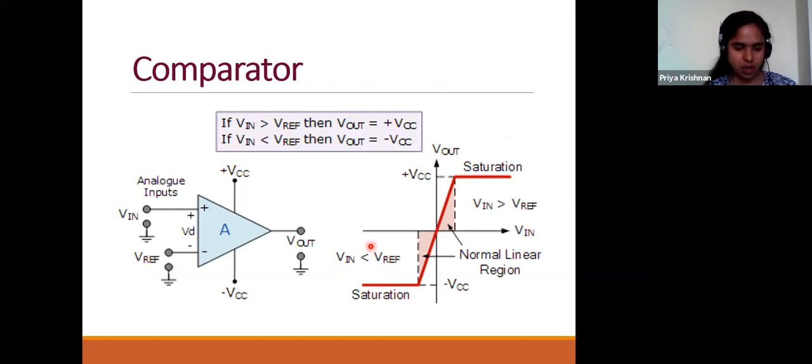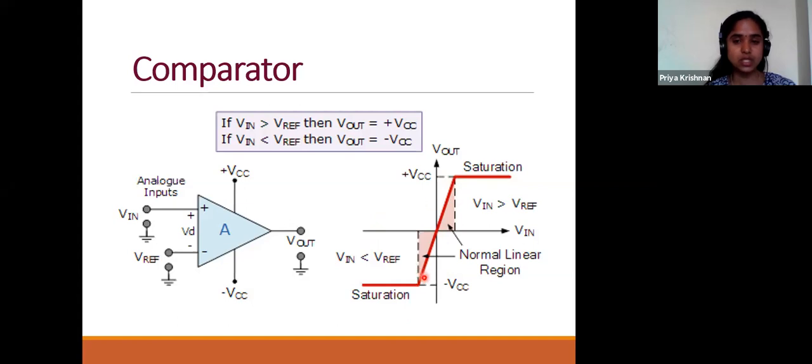So as of now, we have discussed the applications of op-amp. We have discussed the 3 different applications of op-amp: one is inverting amplifier, non-inverting amplifier, and then summer. These applications we have discussed. All these applications fall in the linear region of op-amp. I hope you all know what the linear region is.